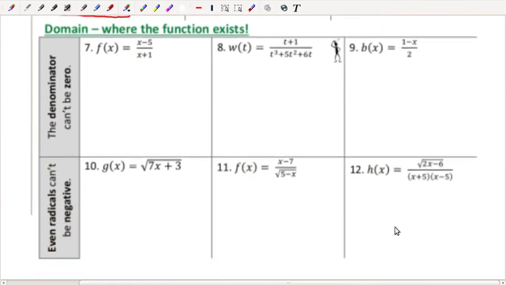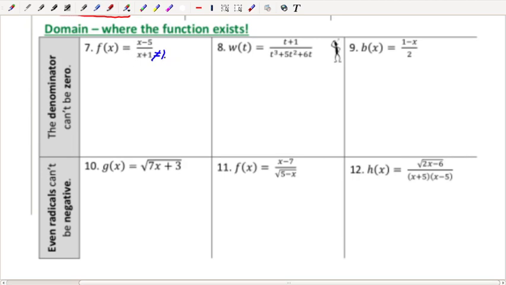Domain, very similar to discontinuities in the way that we find them, but not quite. And this is where our function exists, all the possible x values we can plug in without having trouble. So, again, we're going to deal with denominators and 0, but in this case, to find out where our function is allowed to exist, our denominator can't be 0. In other words, we're going to take the denominator and set it not equal to 0. This is going to let us find the domain.